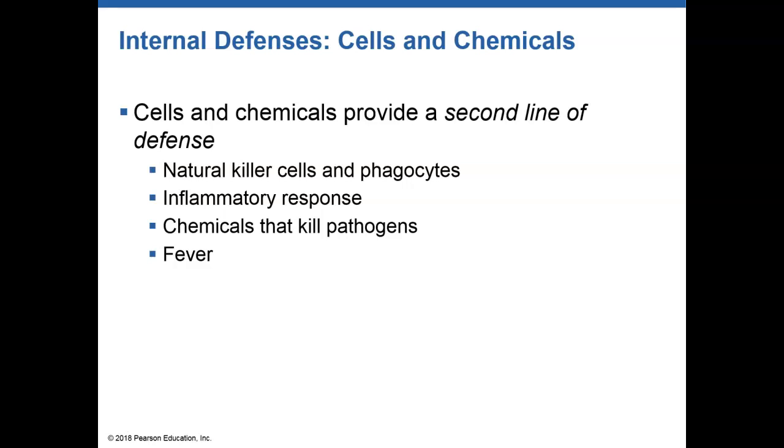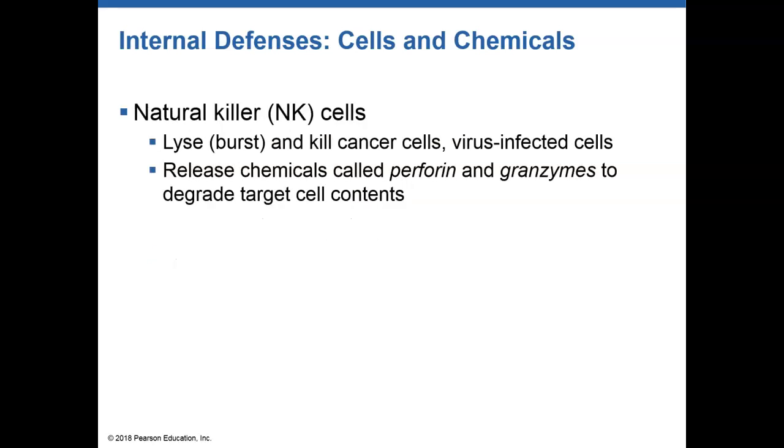We have white blood cell phagocytes. Both neutrophils and macrophages are the major phagocytes, but eosinophils will also phagocytize material, and even B lymphocytes can phagocytize. We have chemicals that activate an inflammatory response, chemicals that activate the complement system, and we have fever. So we're going to look at all of these now.